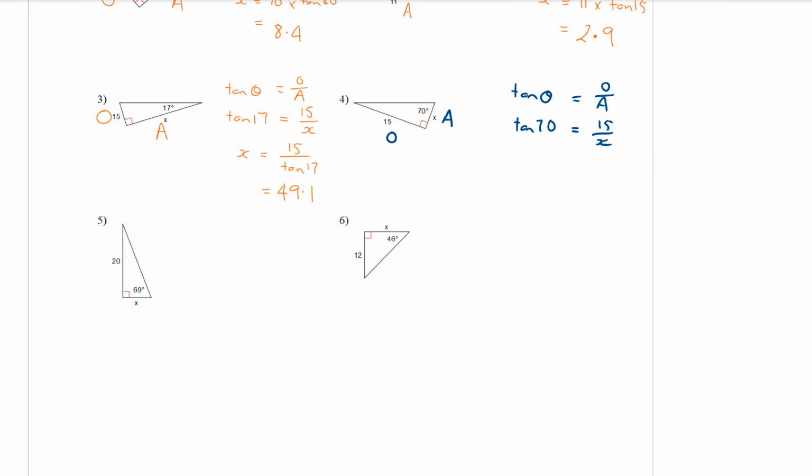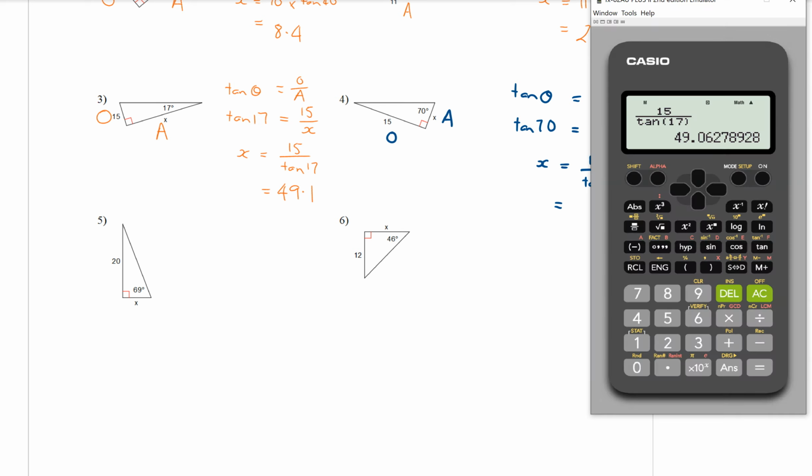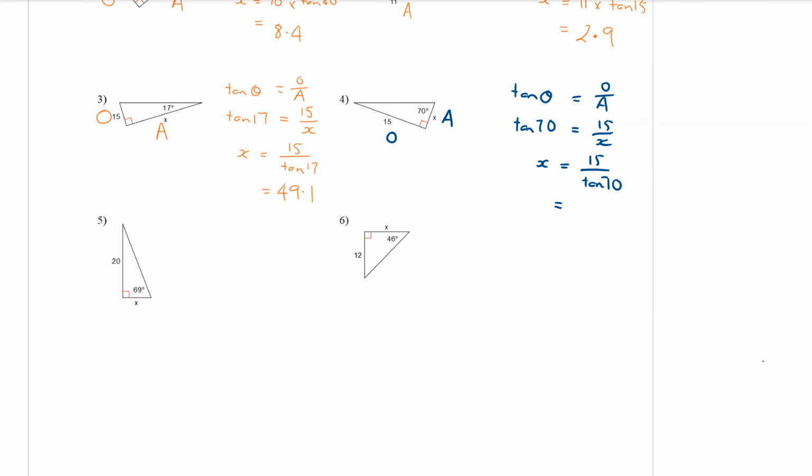The opposite is going to be the 20. Adjacent is the x. Okay, so when you subbed in, did everyone get the x on the bottom for question 4? So that means when we rearrange it, it's going to be a divide, 15 over tan 70. And calculate. You guys are getting quite fast at this now, I think. So that's 5.5.